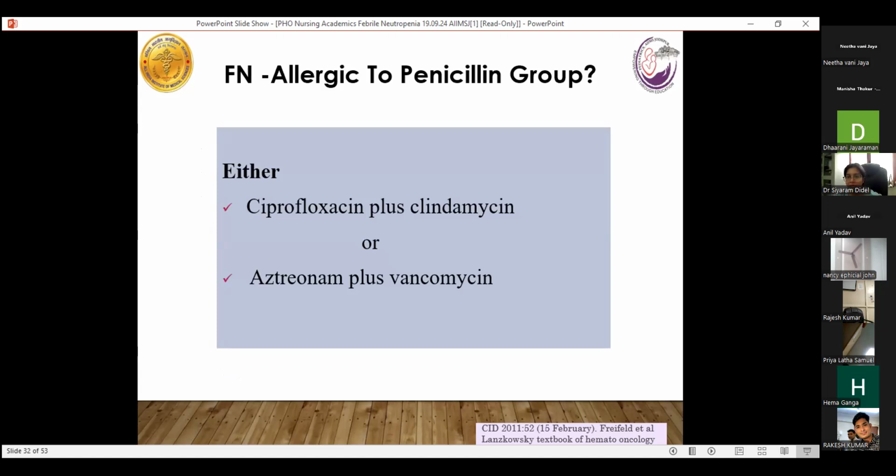If the child is allergic to the penicillin group, then we consider either a ciprofloxacin plus clindamycin combination or an aztreonam plus vancomycin combination when there is allergy to penicillin.